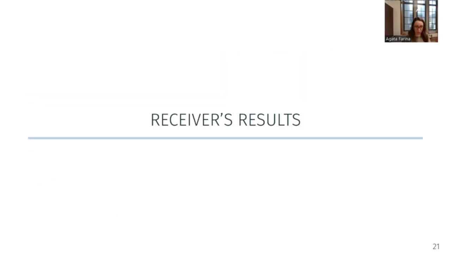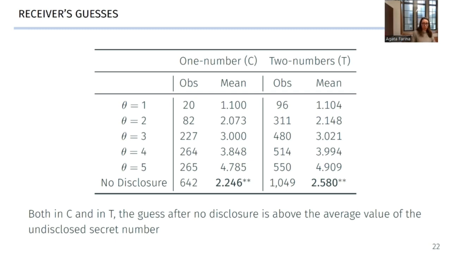Okay, let me just spend now a few minutes on the receiver results. The first prediction that we had about the receiver involved their behavior, and in particular, we conjectured that after no disclosure in the treatment, receivers would become more skeptical.